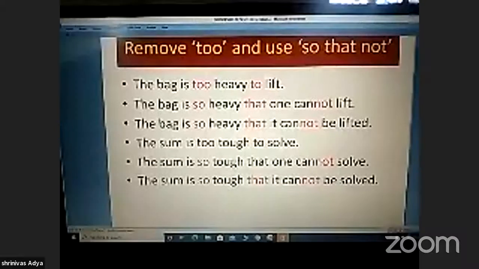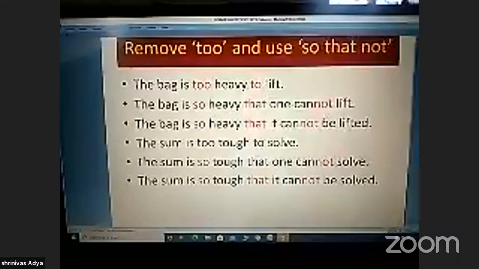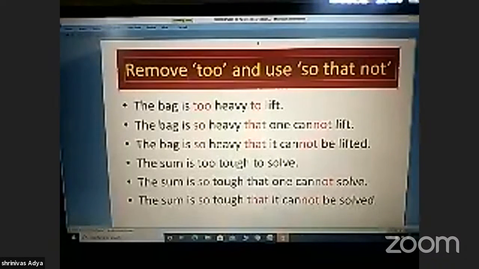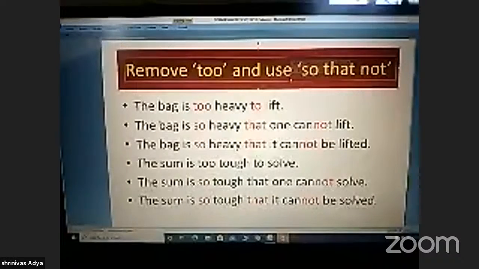Remember, this may be for 1 mark or 2 marks. You will be given a question with too and to in it, and you have to rewrite that sentence by using so that not. So get ready with your pen and paper, and I will now start discussing the first sentence. Write down this heading first: Remove to and use so that not.